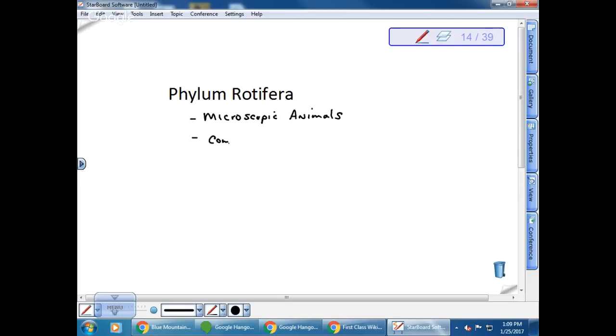So they have a complete digestive system. And they have what is referred to as a pseudocoelom. So remember that the coelom is the body cavity, and pseudo means false, right? So a pseudocoelom is a false body cavity that's only incompletely lined with mesoderm. They're called Rotifera because they have these wheel-like structures that allow them to filter the water.